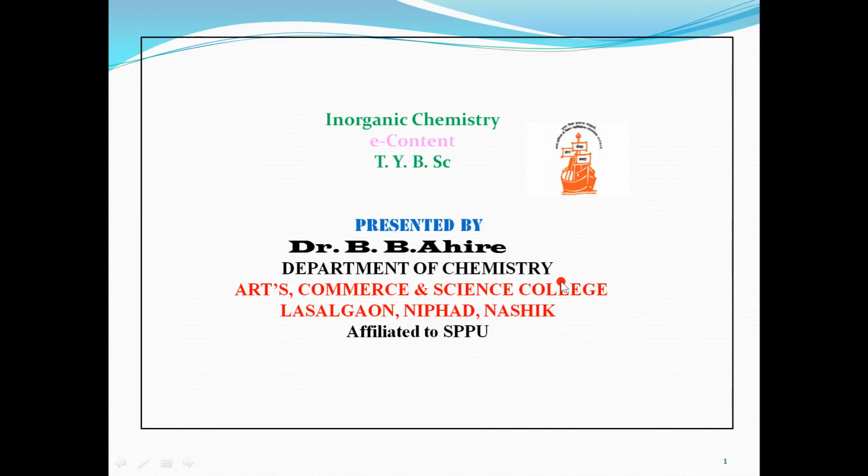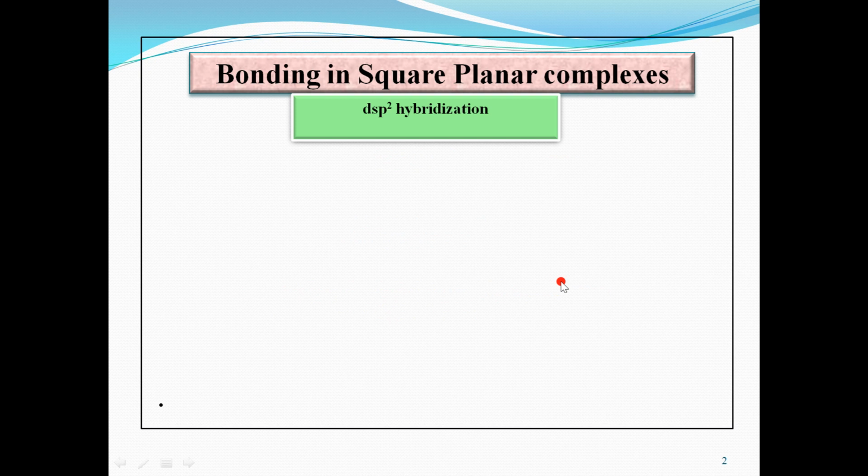Hello friends, let us discuss Pauling's valence bond theory. Last lecture we saw tetrahedral complexes as well as square planar complexes. When square planar complexes undergo dsp2 hybridization, we discuss the bonding.